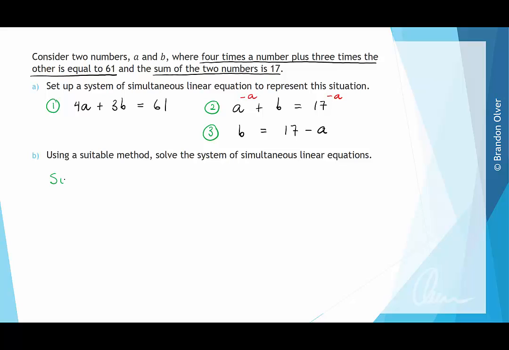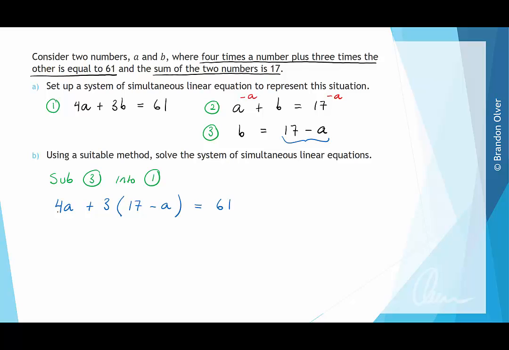So the first thing we're going to do is sub equation 3 into equation 1. So we start with the scaffold of equation 1, which is 4a plus 3 times b. But instead of b, we're going to put 17 subtract a in. We're going to substitute that in, and that comes from the equivalent expression in equation 3. And we know that all of that is equal to 61.